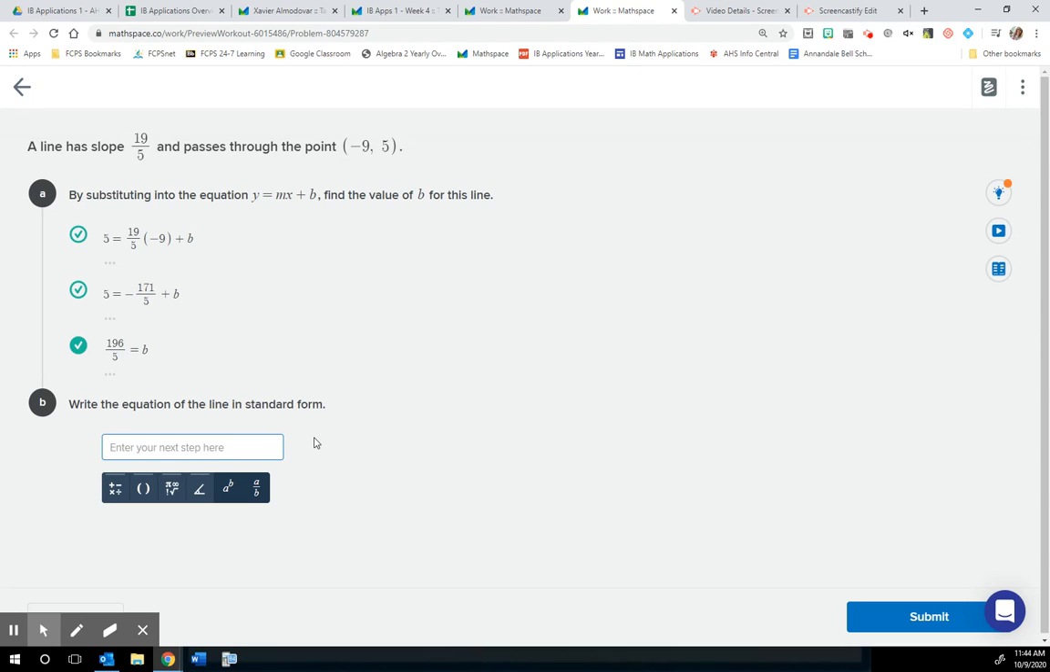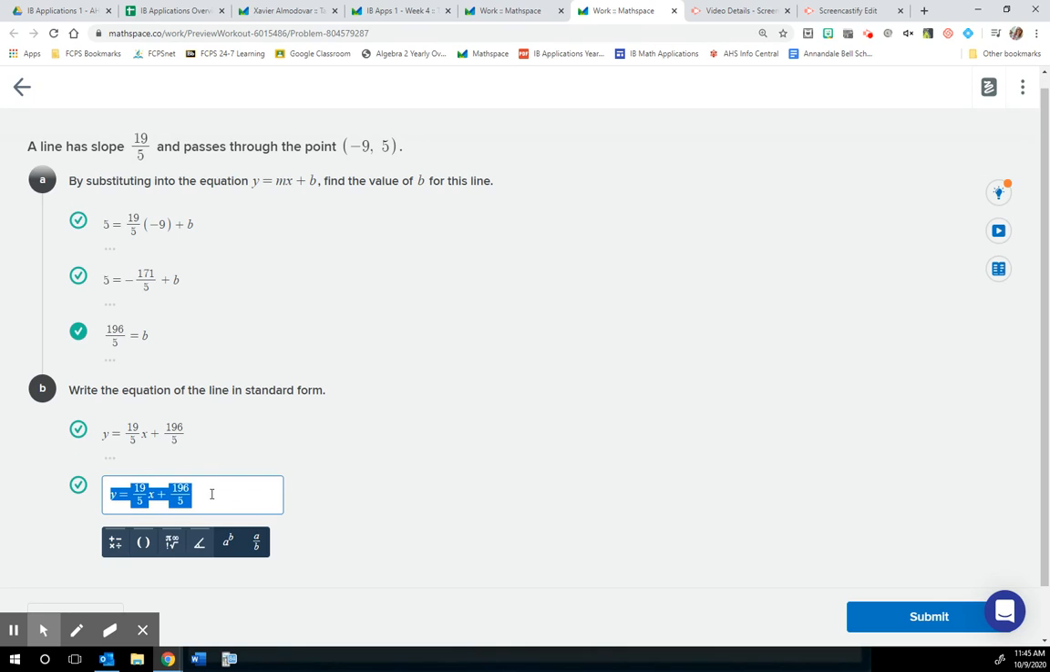So I'm going to start part B by typing out my gradient-intercept form, but with my gradient of 19 over 5 and with my b, or my y-intercept, of 196 divided by 5. From there, I can see that both of my denominators are 5. So remembering that standard form cannot have any decimals or fractions, I can only have integers.